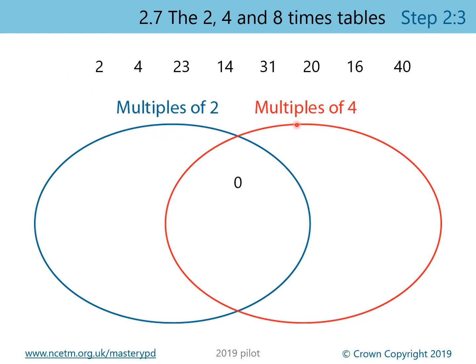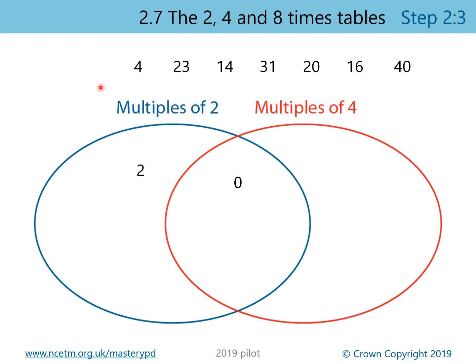And it is of course in both of them, because 2 times 0 is 0, and 4 times 0 is 0. The next one is 2. Have a think about if 2 is a product in the 2 times table only, in the 4 times table, or is it in both of these tables?